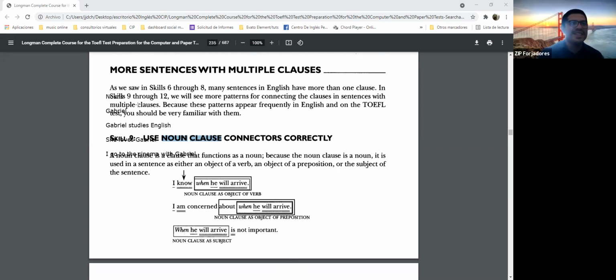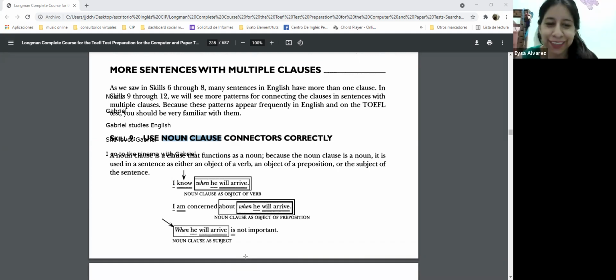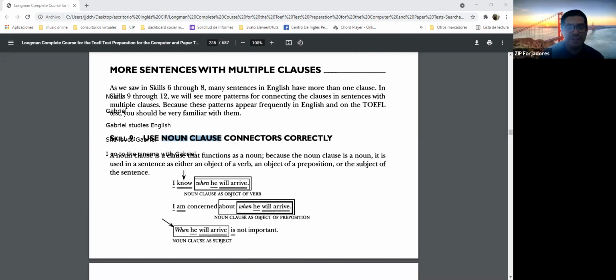So remember, it's like Gabriel. Instead of Gabriel, it is when he will arrive. I know Gabriel. I am concerned about Gabriel. Instead of Gabriel, it is when he will arrive. All the clause is the noun. And finally, we have the last one: when he will arrive is not important. This one is the subject of the action. The noun functions as the subject of the sentence. All the phrase is the noun.